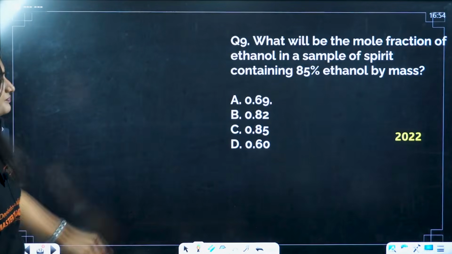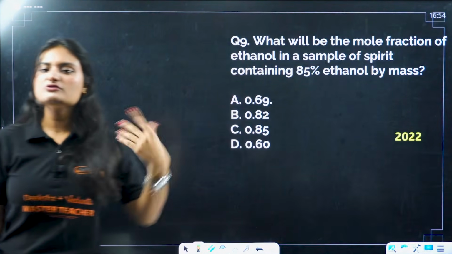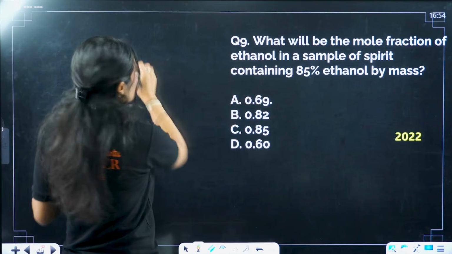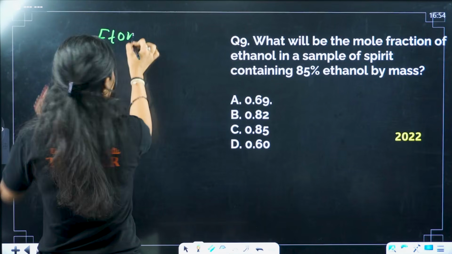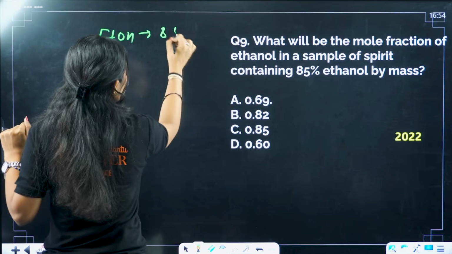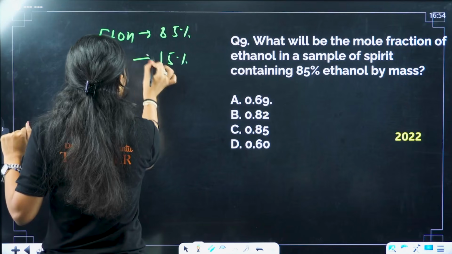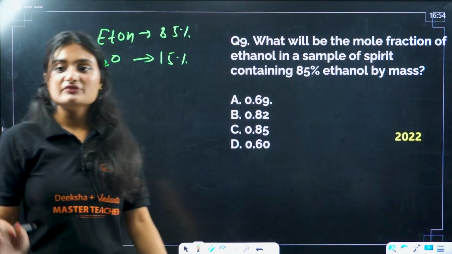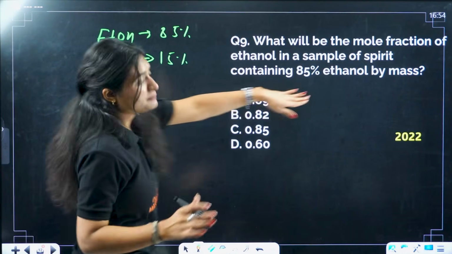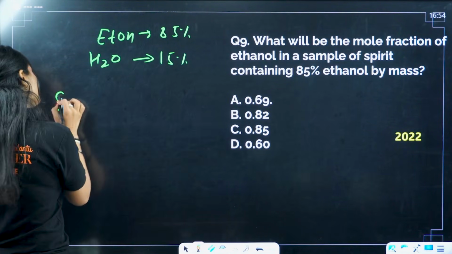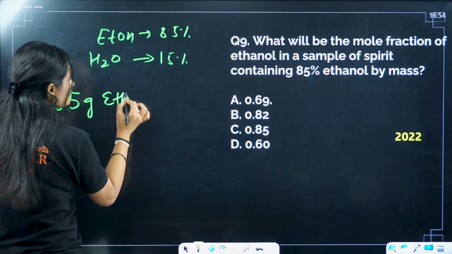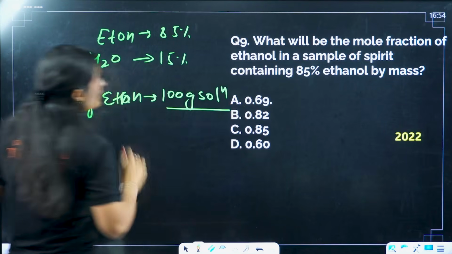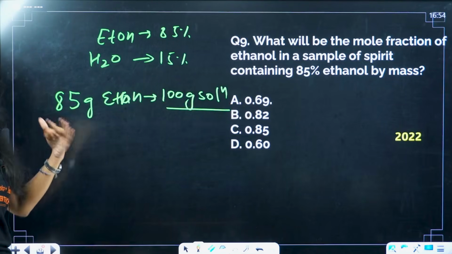Now, next question. What will be the mole fraction of ethanol in a sample of spirit containing 85% ethanol by mass? One more thing, spirit has ethanol. If 85% is ethanol, then the rest 15% is water. We need to find the mole fraction of ethanol. 85% by mass means 85 gram ethanol is present in 100 gram of solution.